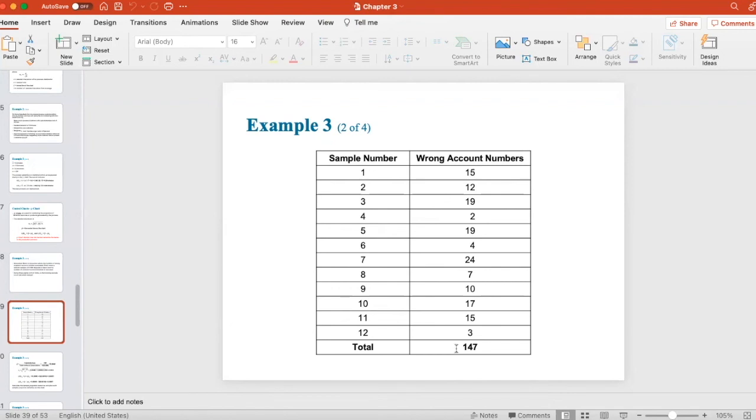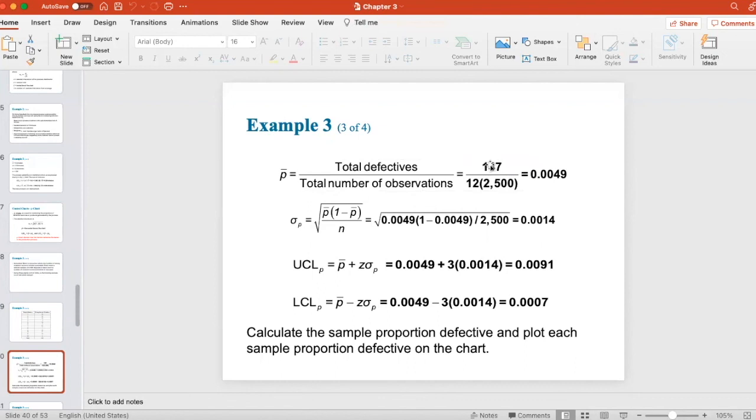You add all of them up, which will be 147. That's why you see here the numerator will be 147. That's it, all right? Then, since we are talking about the fraction of defective numbers, what is the denominator? The denominator would be the total observations in all the different samples.